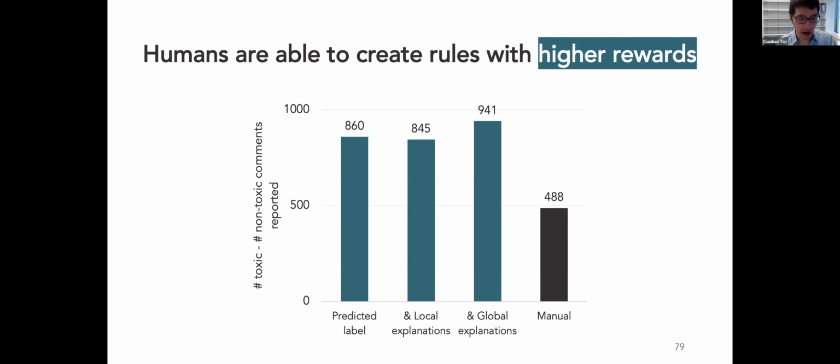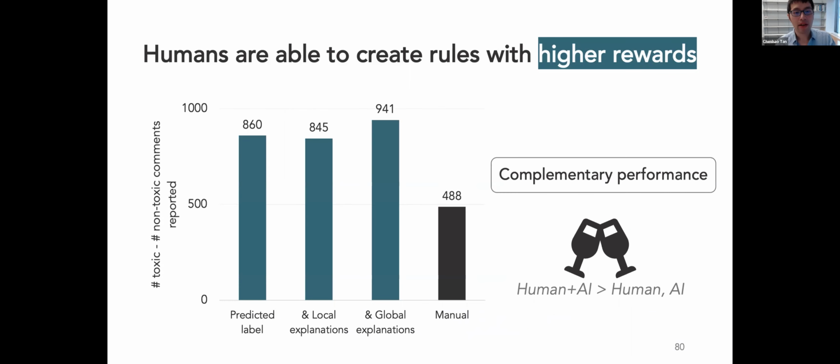the rewards of our approaches, conditional delegation, almost doubled compared to if we only make manual rules. And in short, I think this is a case where we are able to achieve some kind of complementary performance. Human plus AI are able to outperform either human alone or AI alone.